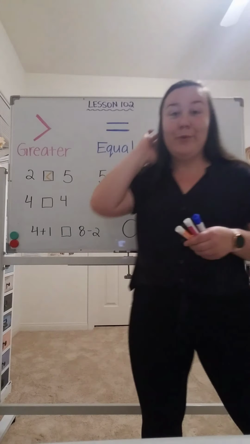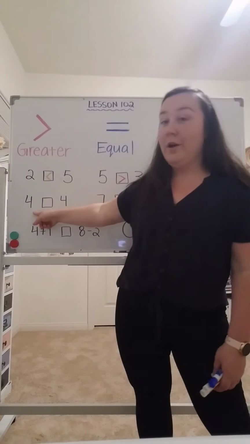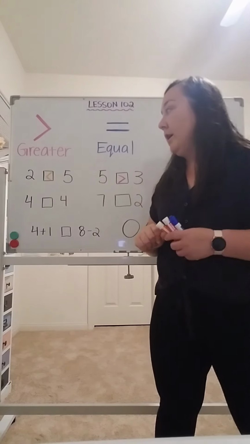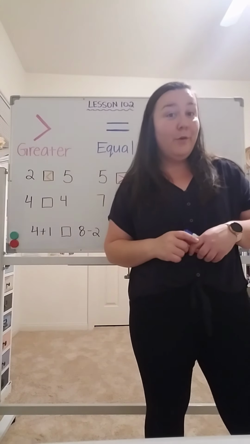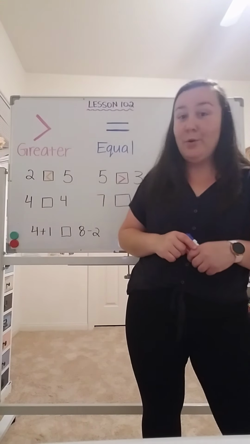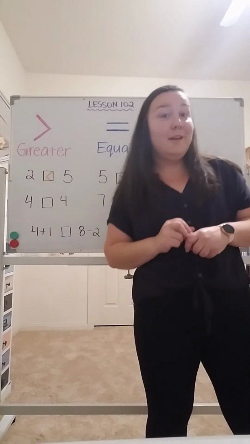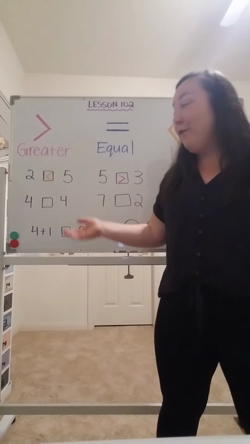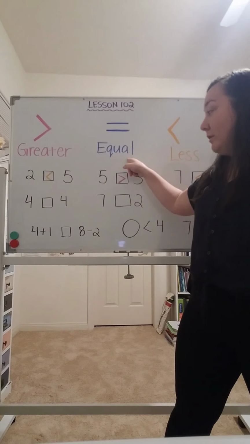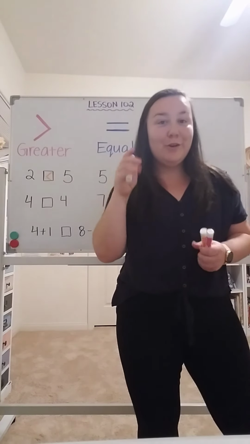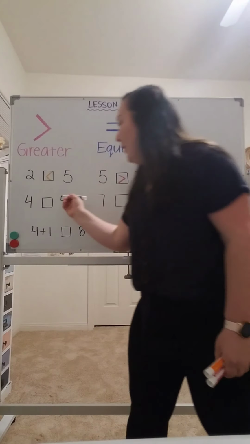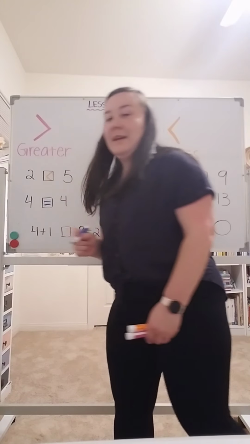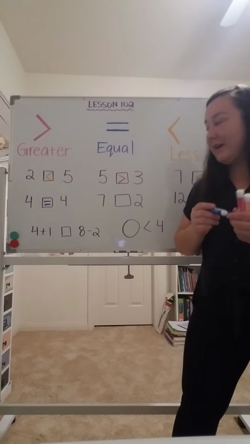Now, we have 4 and 4. Okay? So we have 4 and 4. Is 4 greater than 4? No. Is 4 less than 4? No again. That means that 4 must equal 4. So we're finally going to use our blue marker. 4 is equal to 4. Okay?